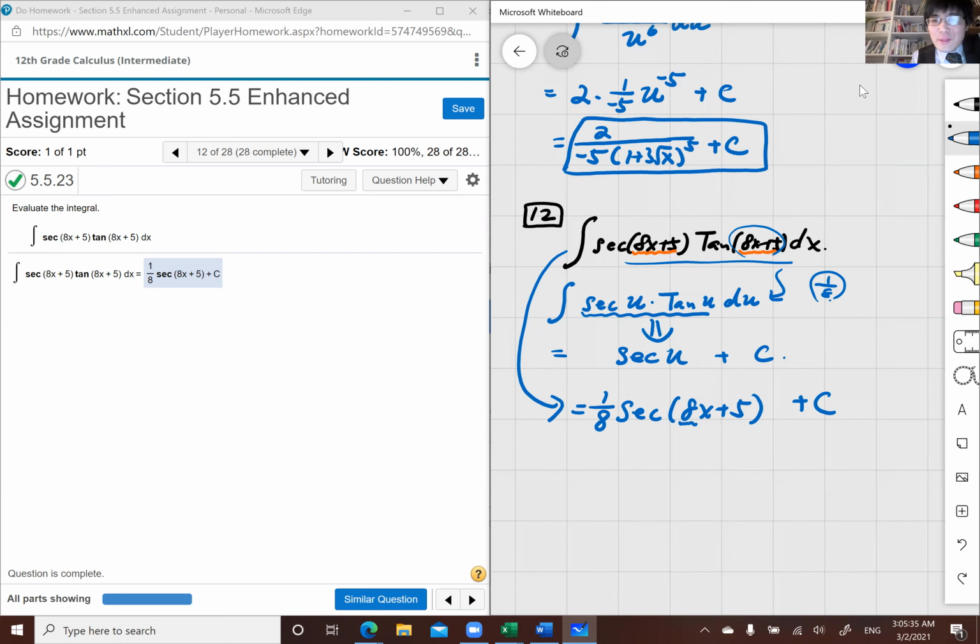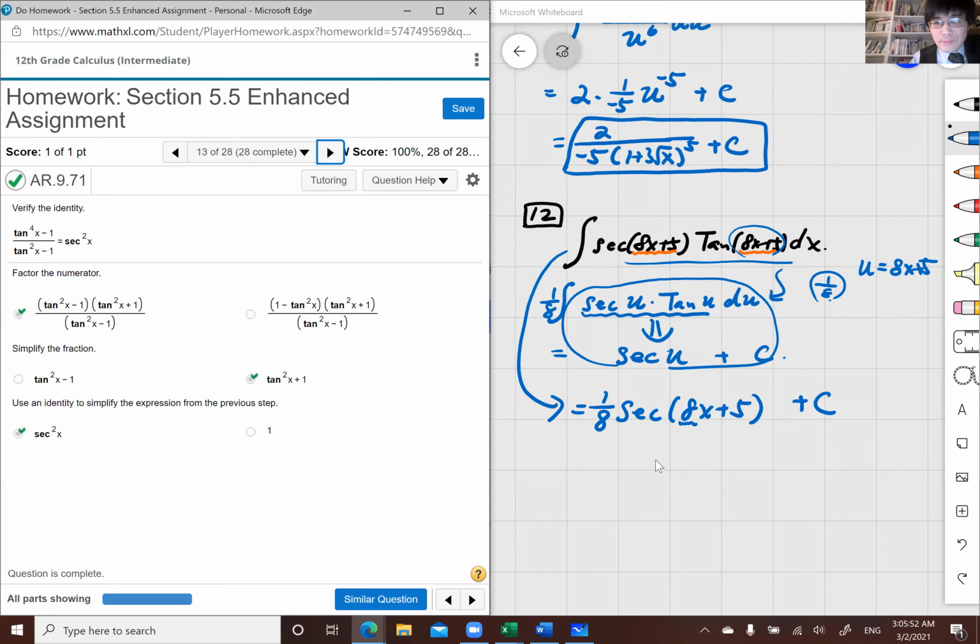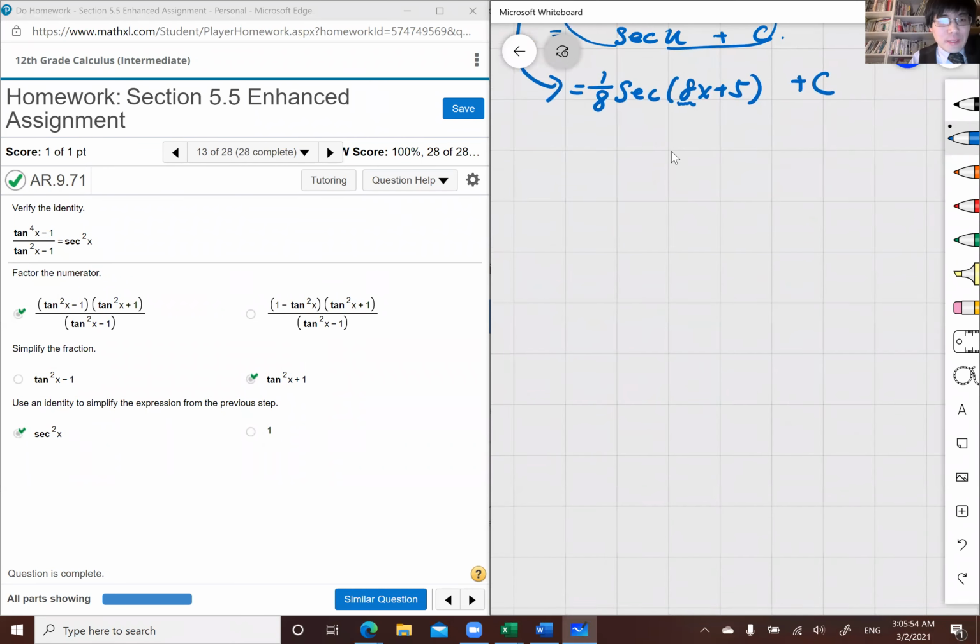So the idea is something like this, but if you don't feel comfortable, try to use u equal to 8x plus 5. In that case, you're going to see 1/8 in front. Okay. Okay, this is just a review problem. Just a review. Number 13.